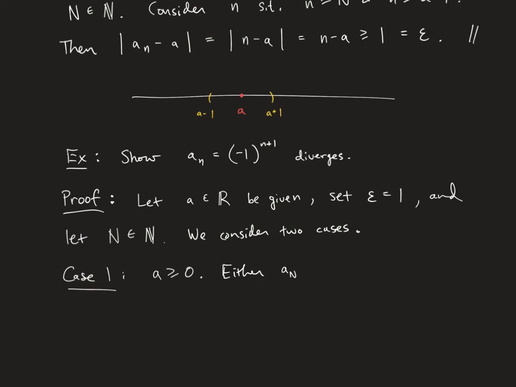a sub n, right, so remember we're starting at this point in the sequence, either a sub n equals -1 or a sub n plus 1 equals -1, right? Because the sequence is just bouncing back and forth. So we're looking for the one where it hits -1, right? Because we know that's going to be to the, our a is to the right, and when it hits -1, that's going to fall outside of the interval of this epsilon ball around a. So we set n equal to n or n plus 1 accordingly.